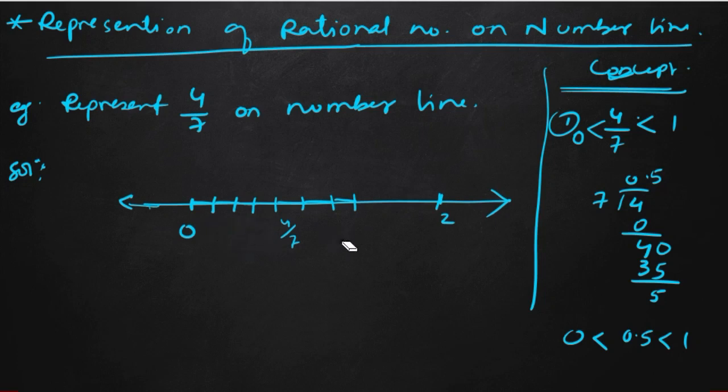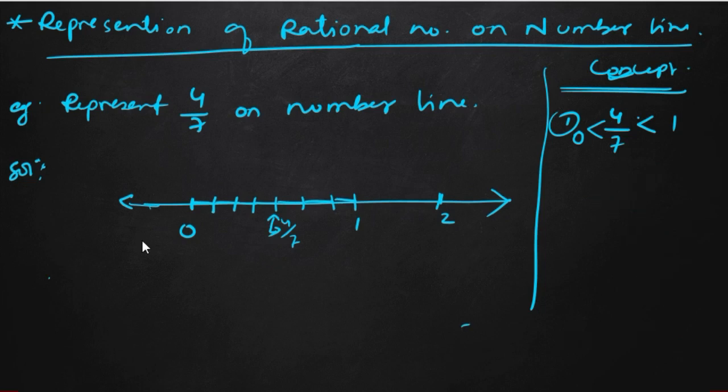So 0, 1, 2, 3 and 4. So this is our 4 by 7. Okay. So let us take another example. The denominator is smaller whereas the numerator is bigger. Okay, so suppose 17 by 5.